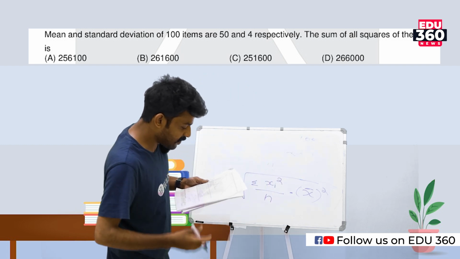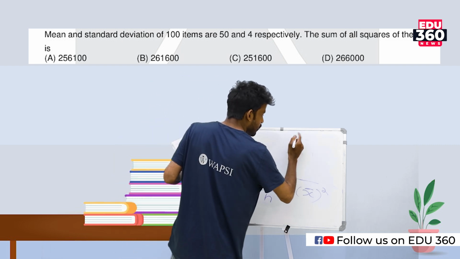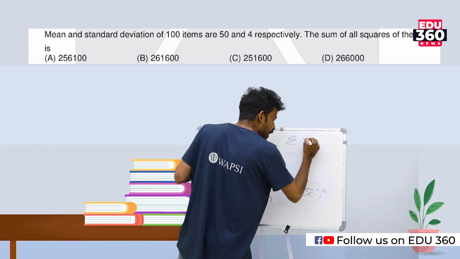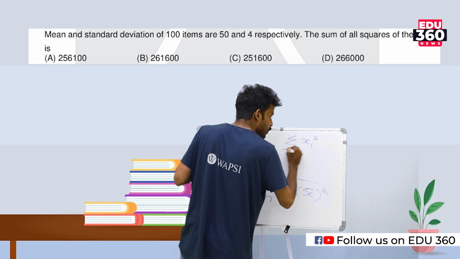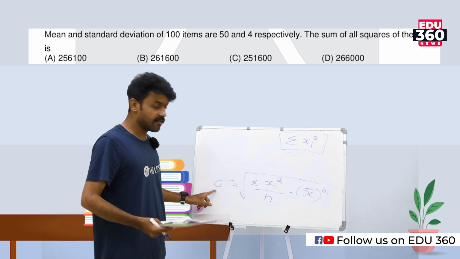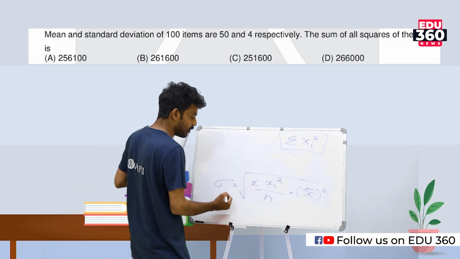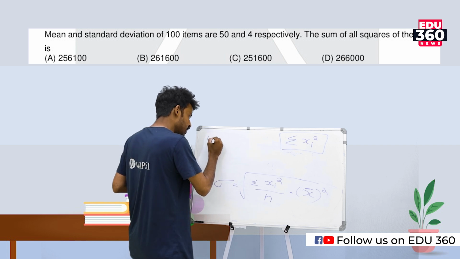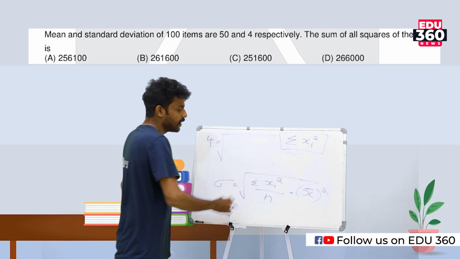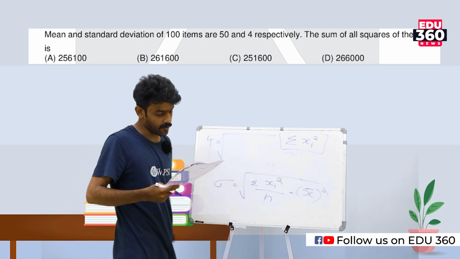So in the question we need to find sum of all the squares of the items. That means sum of all the squares of items means sigma of xi square. We need to find the value of this. The standard deviation value is already given as 4. So we can write the left hand side, 4 is equal to square root of sigma of xi square. We need to find the value of sigma of xi square.